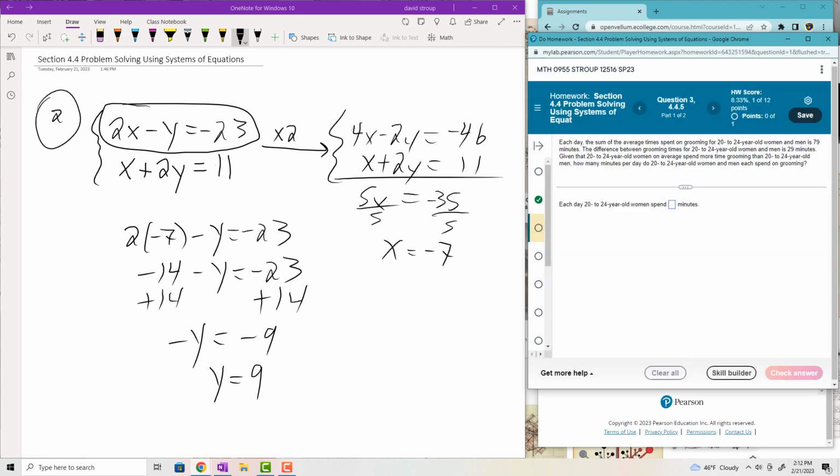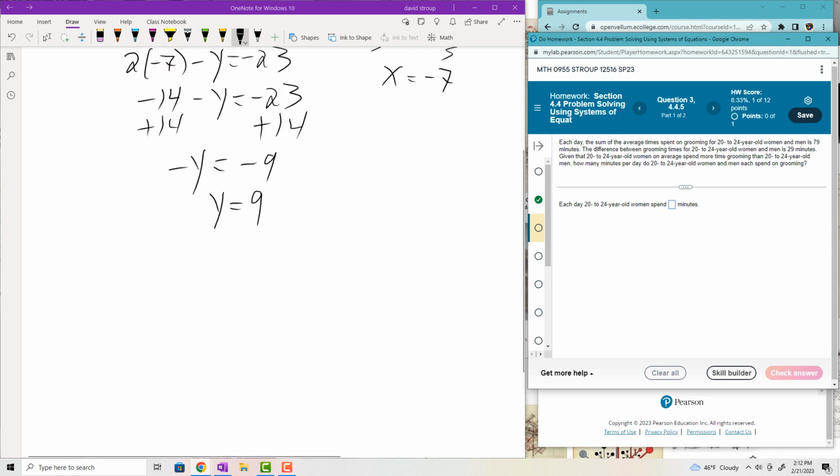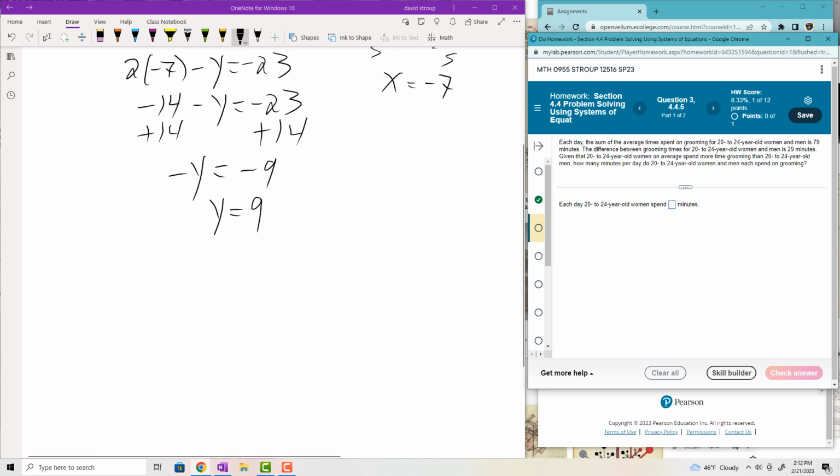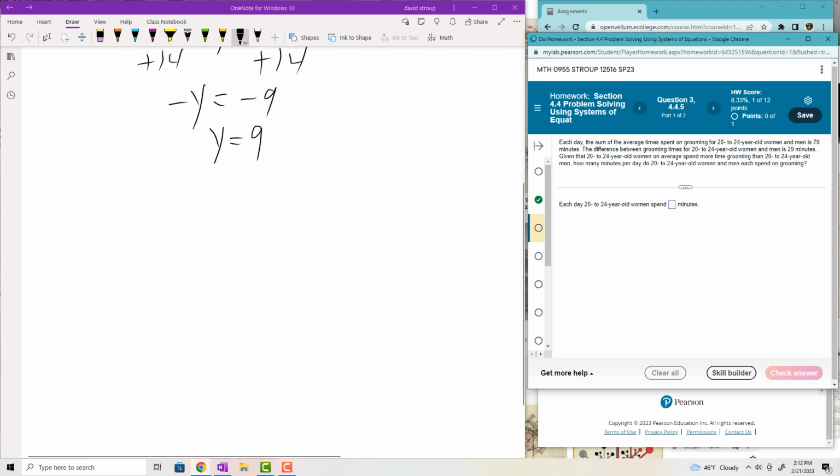Okay, so they'll drag you through that, and then they'll start with the story problems here. So the first thing you want to do is define your variables. Problem 3. Each day, the sum of the average time spent on grooming for 20 to 24-year-old women and men is 79 minutes. The difference between grooming times for 20 to 24-year-old women and men is 29 minutes. Given that 20 to 24-year-old women on average spend more time grooming than 20 to 24-year-old men, how many minutes per day do 20 to 24-year-old women and men spend each on grooming?